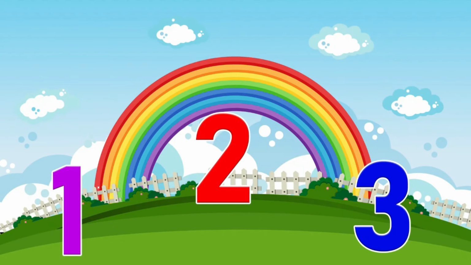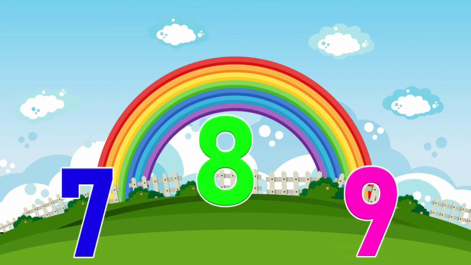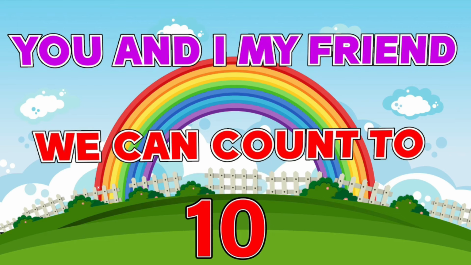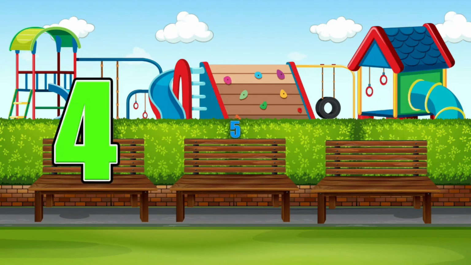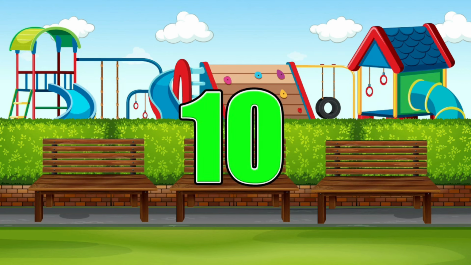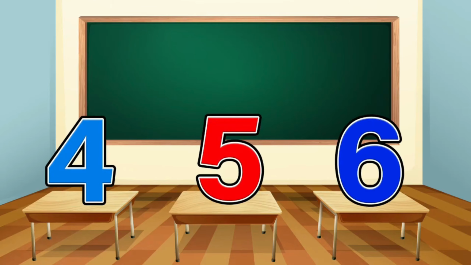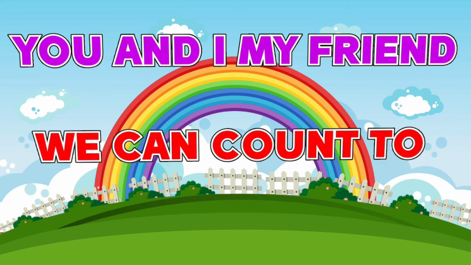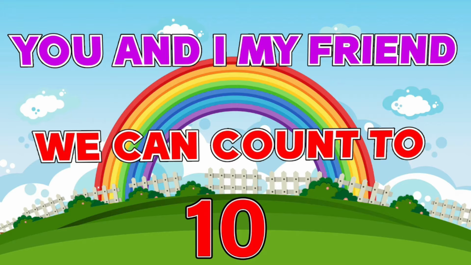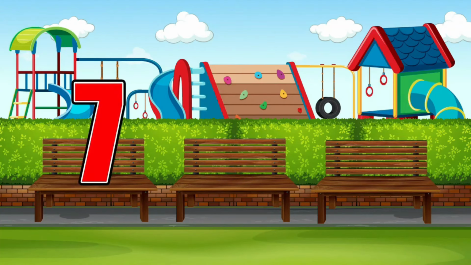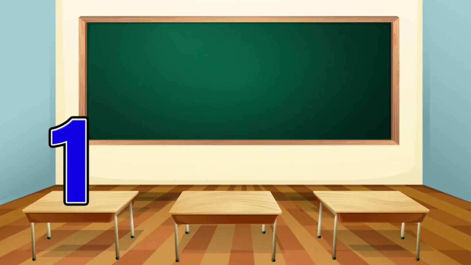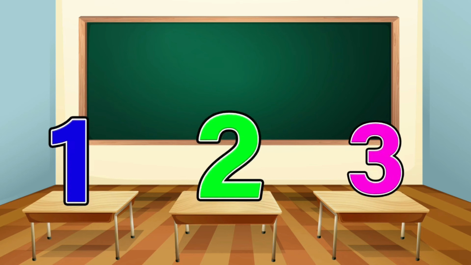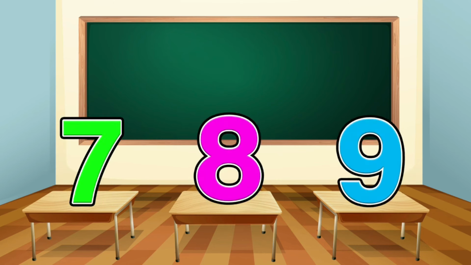1, 2, 3, 4, 5, 6, 7, 8, 9, 10. You and I, my friend, we can count to 10. 1, 2, 3, 4, 5, 6, 7, 8, 9, and 10. You and I, my friend, we can count to 10.